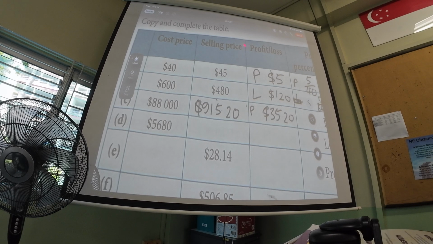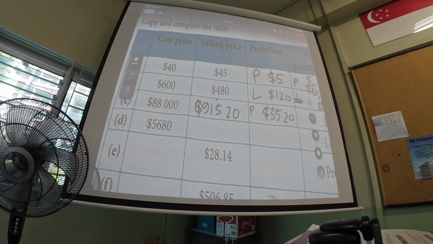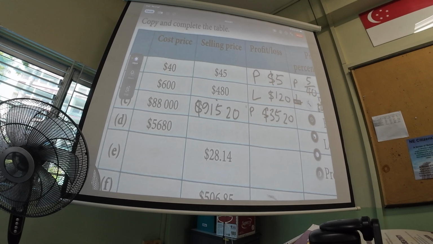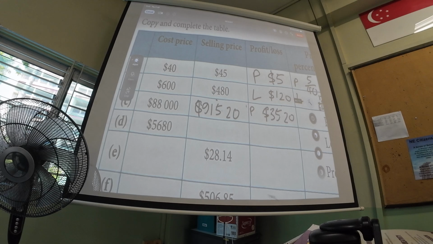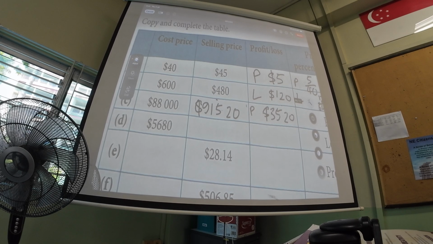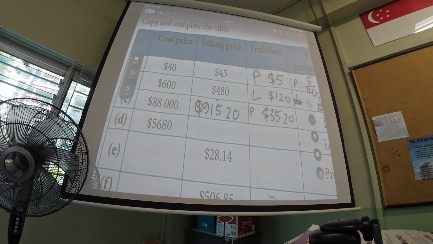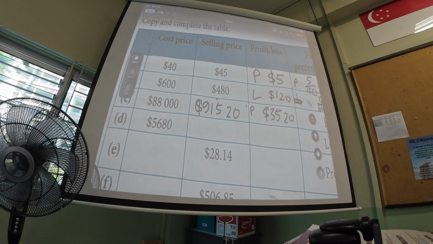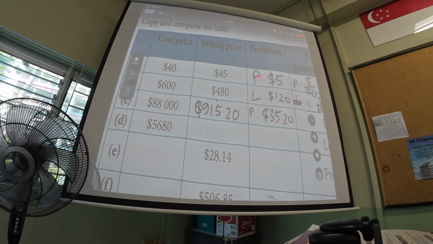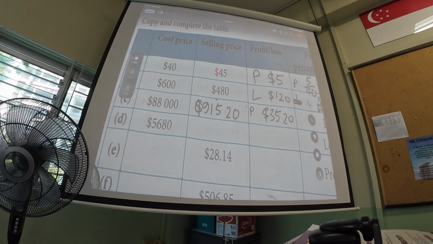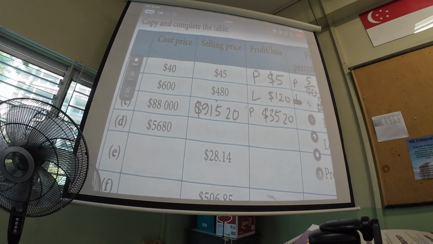So when I make money, it is a profit. When I lose money, it is a loss. Cost price refers to the price that I pay to first get that item. Selling price is the price I sell that item at. The difference between these two prices will give me a profit or a loss. If I buy cheaper, say 40, and I sell more expensive, I will make a profit.